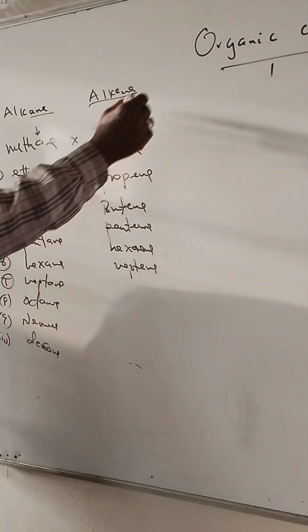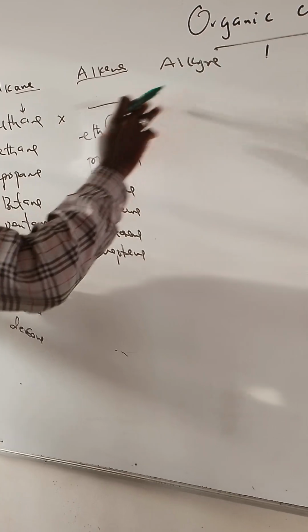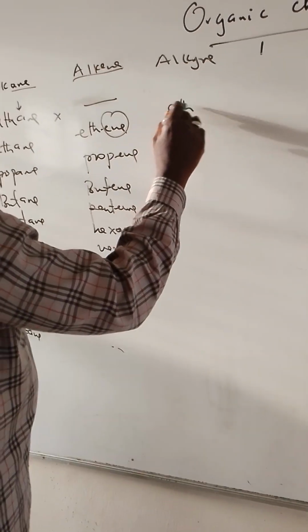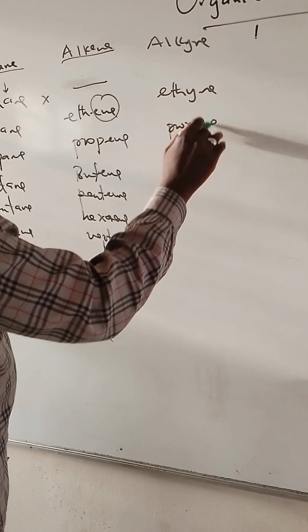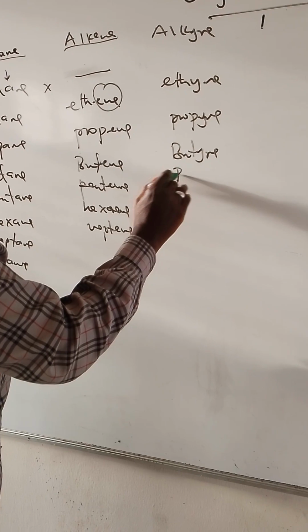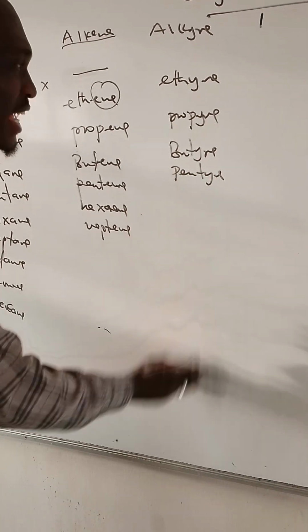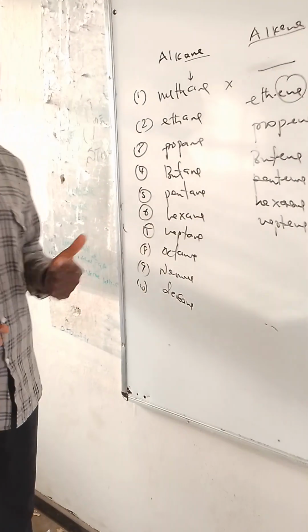When we're talking about the last one, which is alkyne, we do the same thing: remove the ending and replace it with Y-N-E. So we have ethyne, then propyne, then butyne, then pentyne, as the case may be. So let's now see how they look.